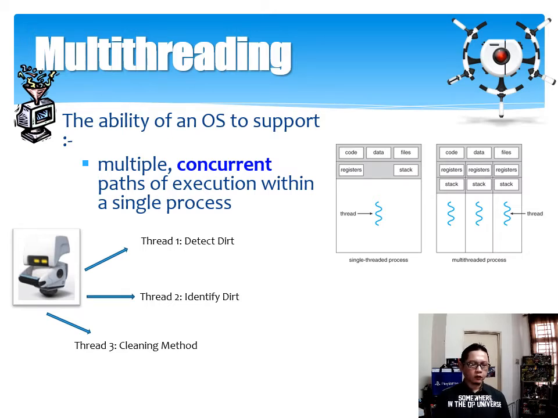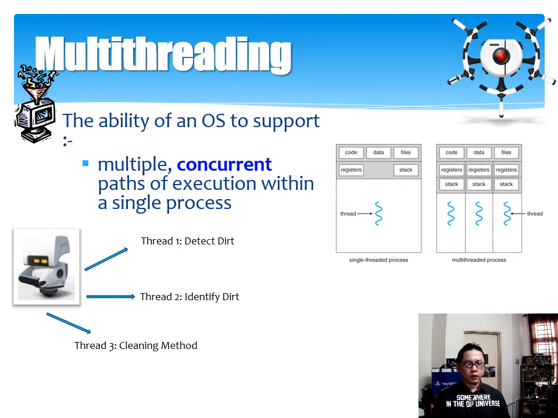For example, if you have just one single thread, it will need to be executed in a serial way. It needs to detect dirt, and while waiting for the detection, it cannot do anything else. Then it waits for the result to detect the difference between a dirt and a non-dirt item, for example. Then it also needs to identify the dirt and wait for the status to be reported.